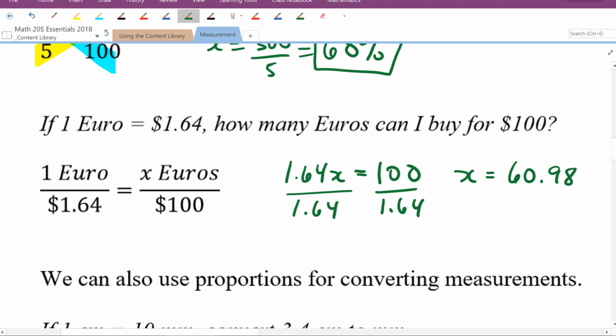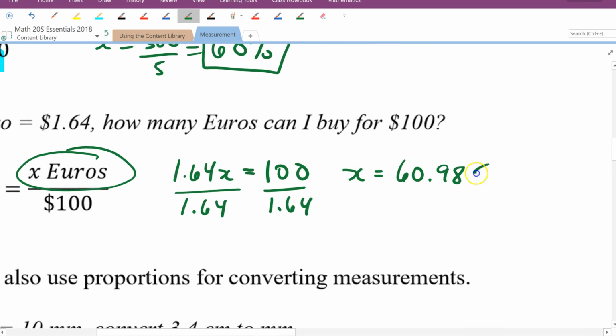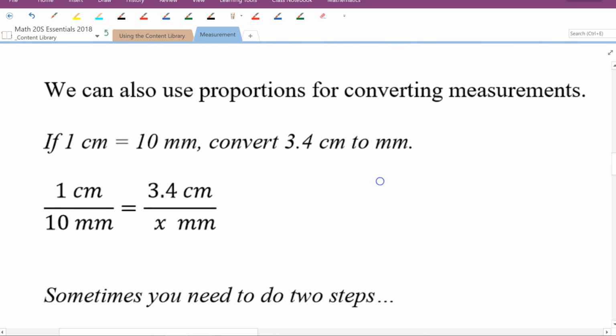And then I think, okay, is it dollars? Is it percent? What is it? So actually, when I look back up here, no, it's euros. So I'll say euros. That's how many euros I can buy for $100. Sounds about right. Okay, so let's go back to proportions and now think about converting measurements.